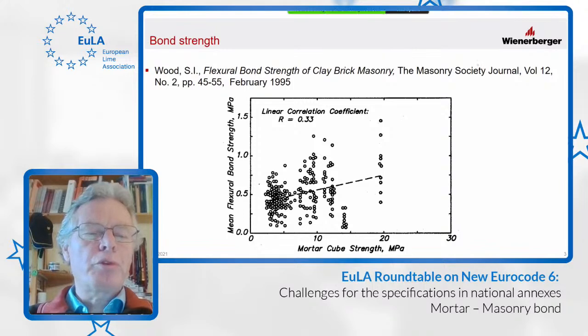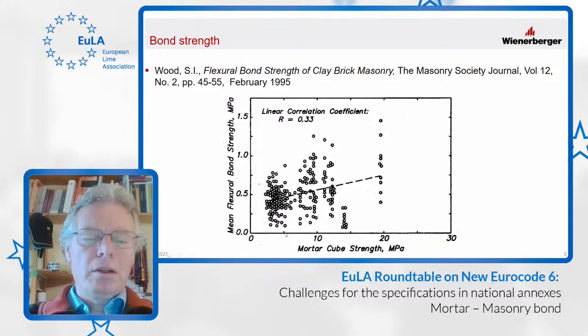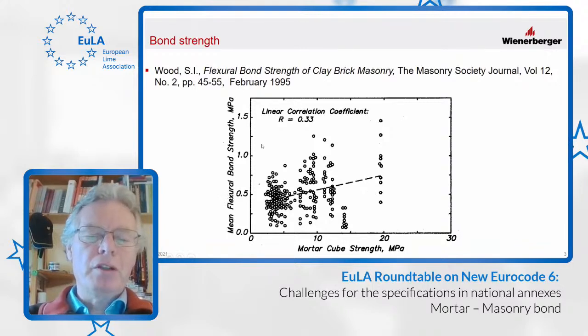If we look, for example, at this literature reference from Root, published in the Masonry Society Journal in 1995, you see a huge amount of tests where on the horizontal axis we have the mortar strengths, and on the vertical axis we have the mean flexural strengths he measured from different series. And there you see a huge scatter, and you see a very low correlation factor. So perhaps it is not that simple, the correlation between mortar strengths and flexural strengths, bond strengths.